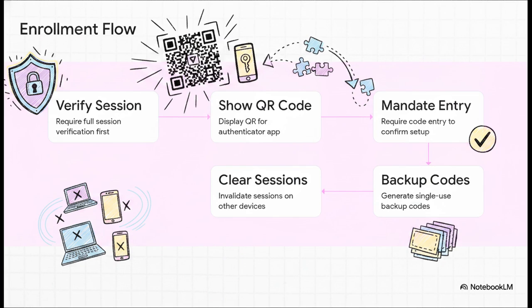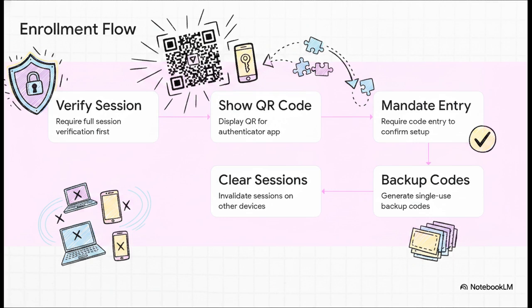Building the actual enrollment flow requires a really strict sequence of events. Think of it like a highly secure handshake. Step 1. Verify the current session. The user must be fully authenticated before you even let them think about enrolling a new factor. Step 2. Display that QR code for their authenticator app. But step 3 is where you cannot just trust the user blindly.